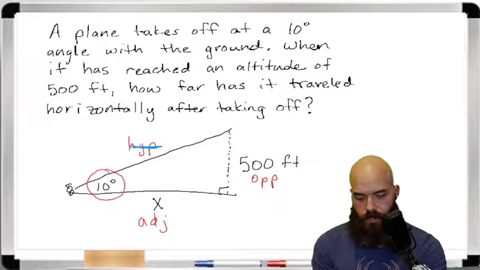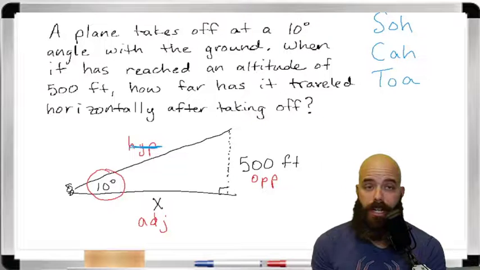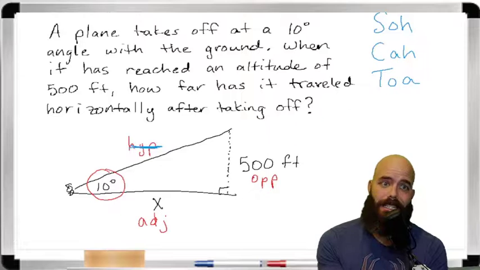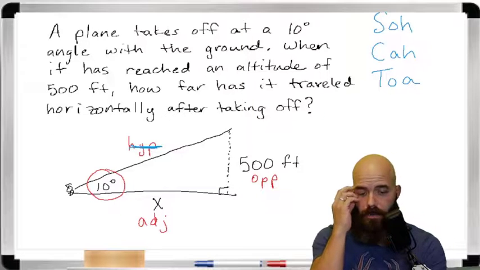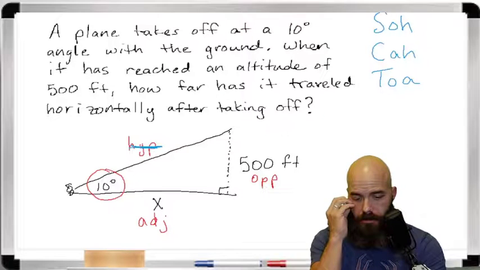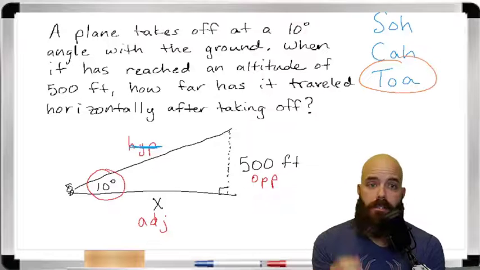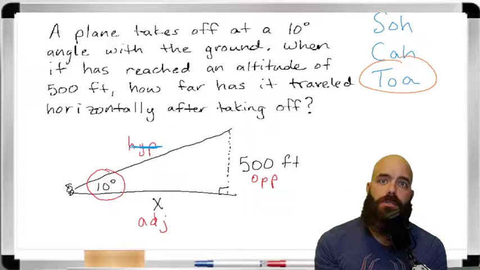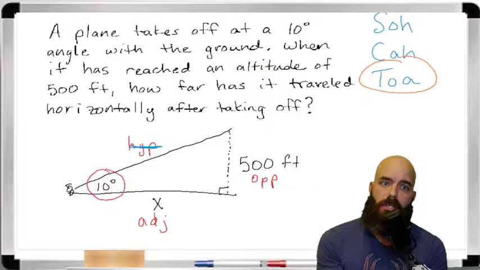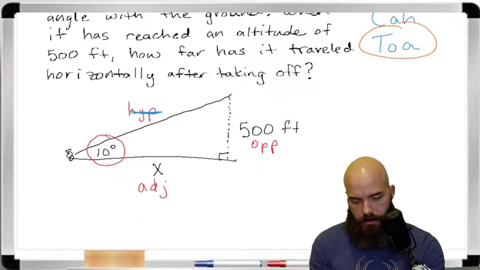Well, if you look at SOHCAHTOA, where is O and A together? Well, O and A is together right here, which tells me I'm going to use a tangent to solve this problem. Okay, so the tangent function is needed to solve this problem.